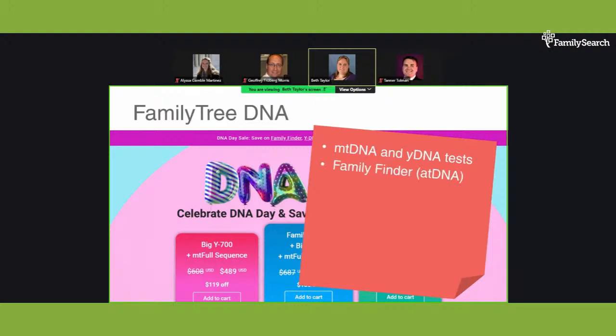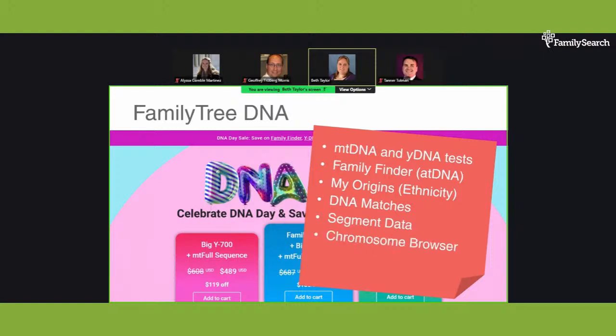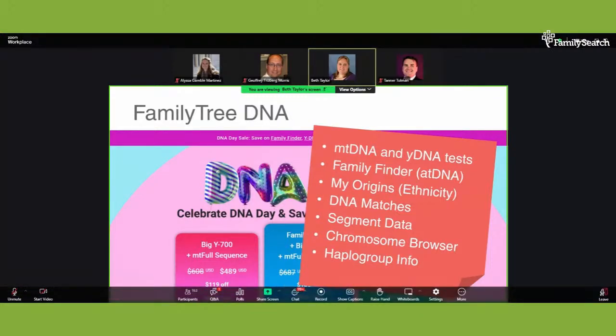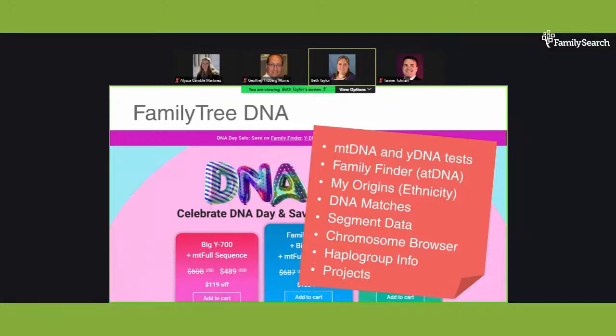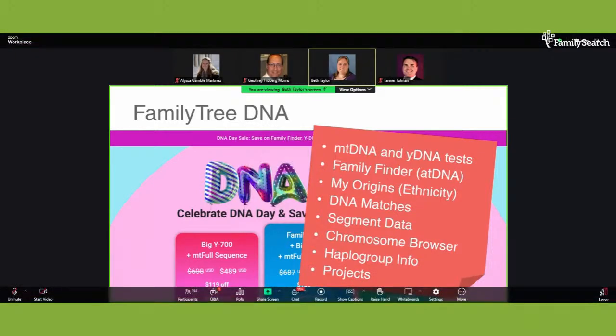They also, of course, do an autosomal test. They refer to it as Family Finder. They provide ethnicity. They will give you a list of DNA matches, whether it's mitochondrial, Y, or autosomal. They give you some segment data, which is something you'll need if you're going to do chromosome mapping. They have something called a chromosome browser. We'll look at that in a second. Of course, they will provide you haplogroup info, and they have a lot of information about the Y and the mitochondrial DNA tests and what you'll get from that. And then Family Tree DNA does tend to administer a lot of the projects. So if you're interested in joining a project, you'll probably want to start here.